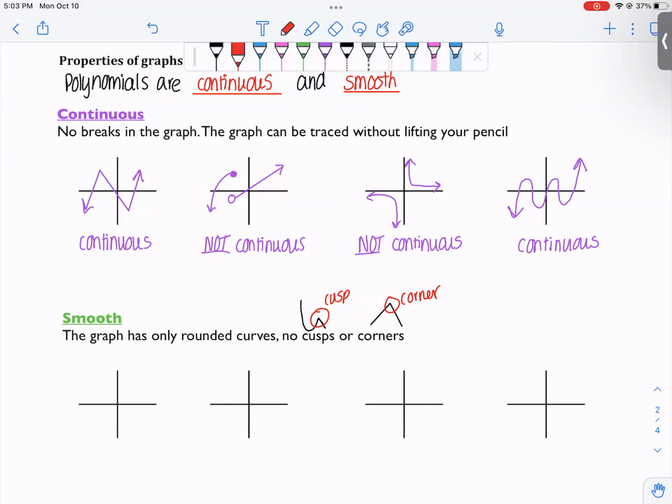I'm going to pause the video real quick. I'm going to draw 4 graphs and we'll talk about whether or not they are smooth. All right, let's look at these graphs. So looking for no cusps or corners. If you look at this first one, uh-oh, there's a corner. So this one is not smooth.